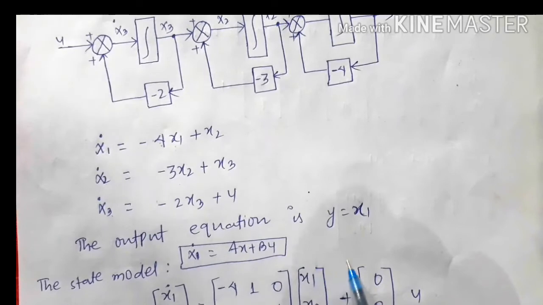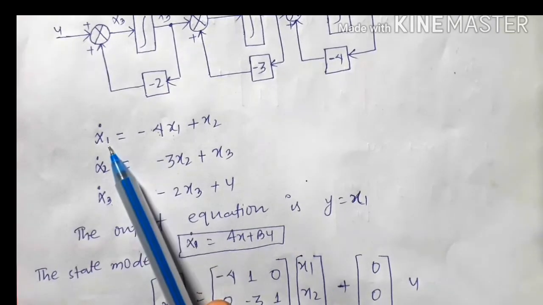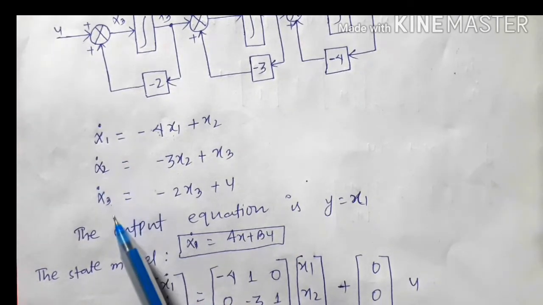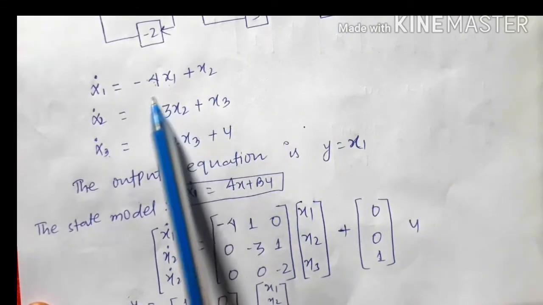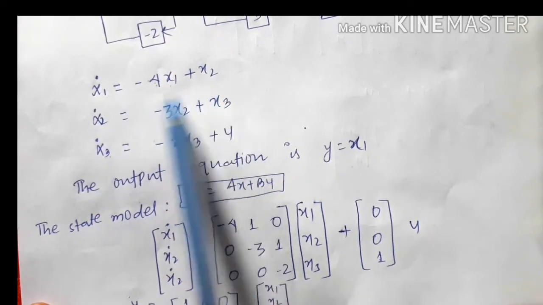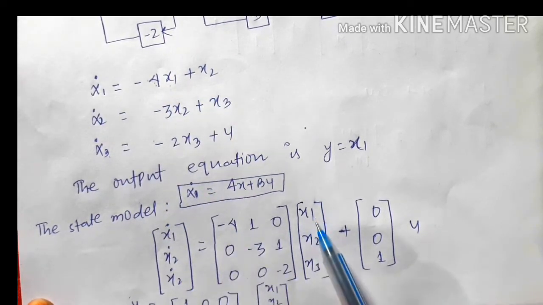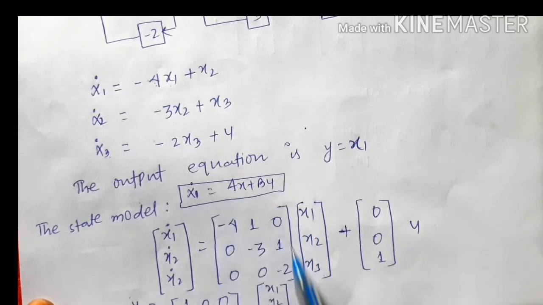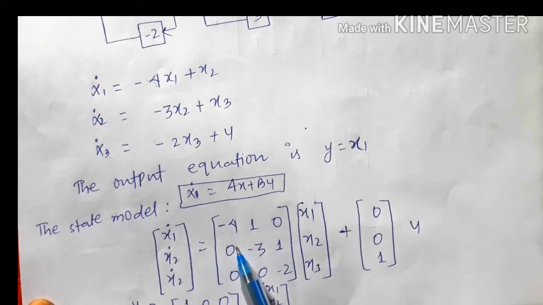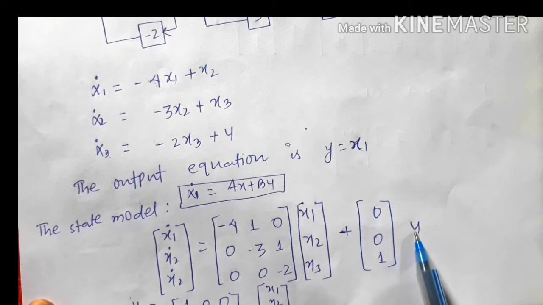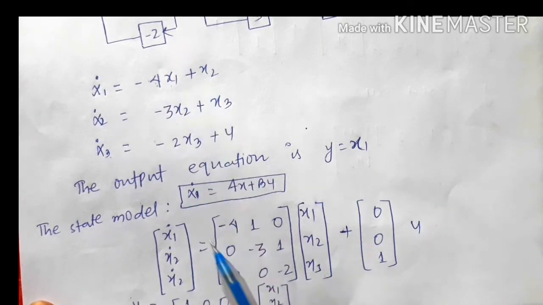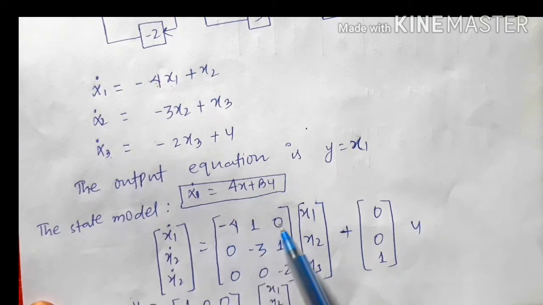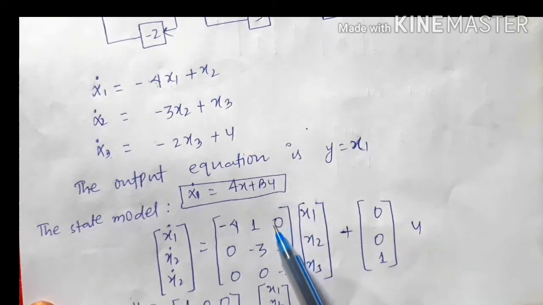From these equations we find the state model. Because x1 dot, x2 dot, x3 dot are here, we write x1 dot x2 dot x3 dot, and the coefficients of x1 dot equal to this equation. Means here x1 x2 x3 represent x, and this is the A matrix, and this is B matrix and U. Here coefficient of x1 and x2 is present, that means we write here -4 and 1, and coefficient of x3 is not there, that means here we write 0.